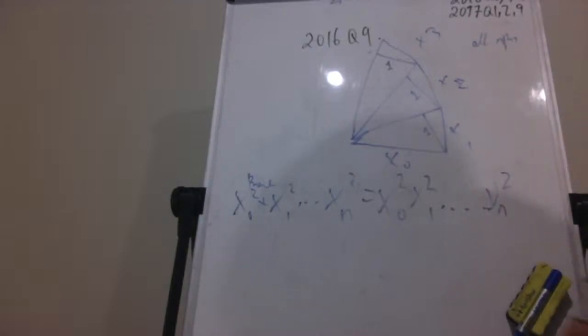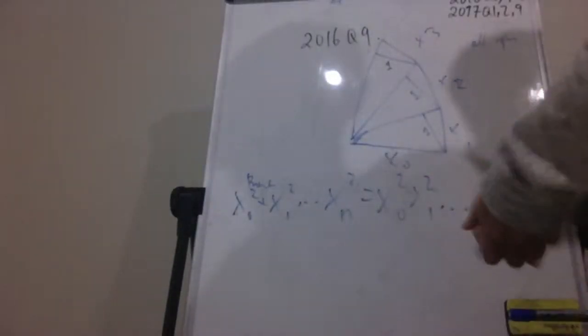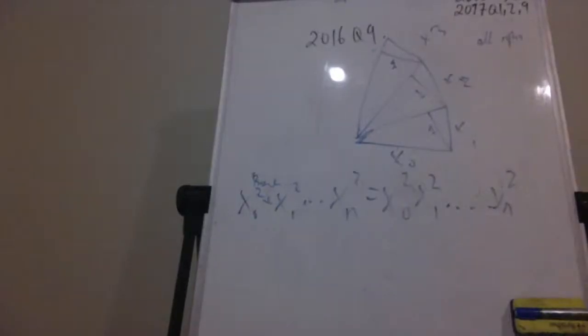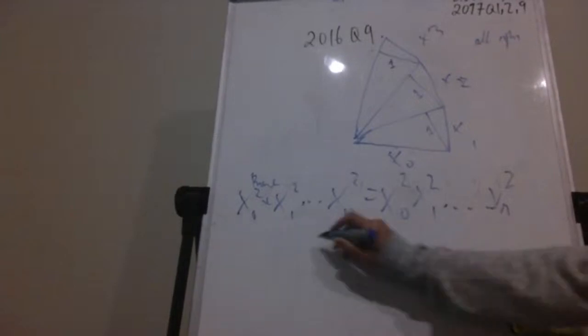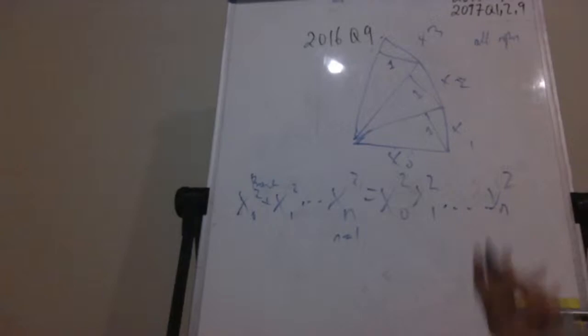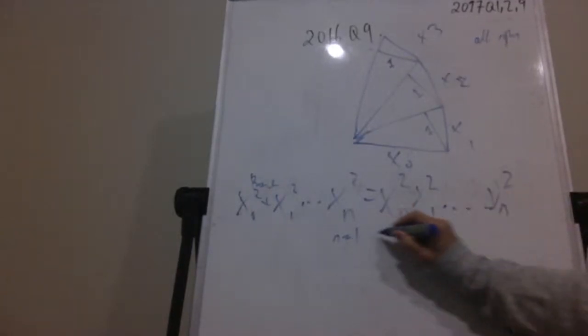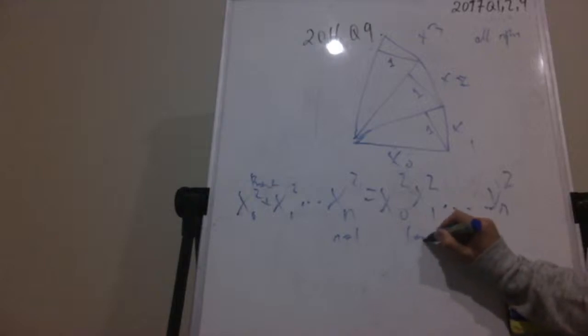Okay, so I haven't fully solved the problem yet, but basically it's a proof by induction. So we have to try and prove the base case first, where n equals 1. So there's only 2 terms. So we're trying to do induction.